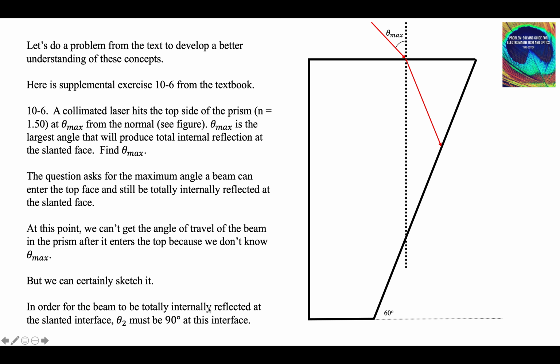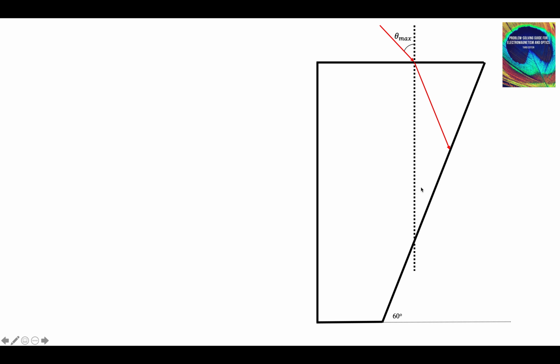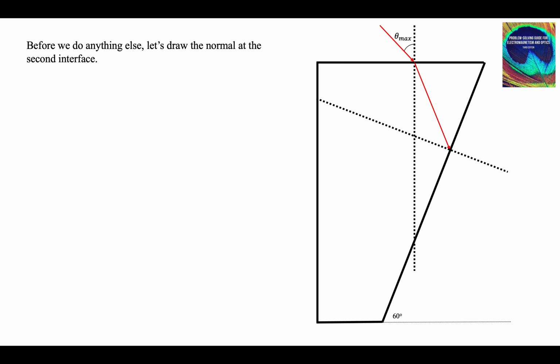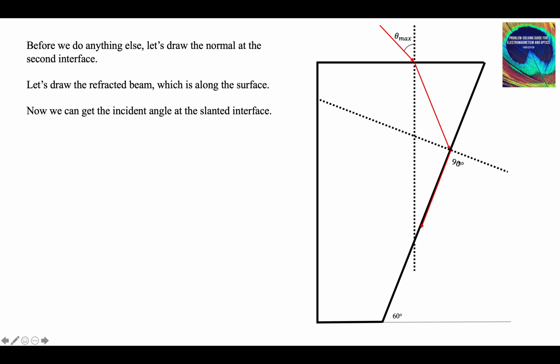In order for the beam to be totally internally reflected at this slanted interface, theta 2 in the air must be along the surface, 90 degrees. So let's draw the normal to the second interface. A good normal, that's 90 degrees. We can draw the refracted beam, which is along the surface because it's hitting at the critical angle. This angle is 90 degrees. We can put that in.